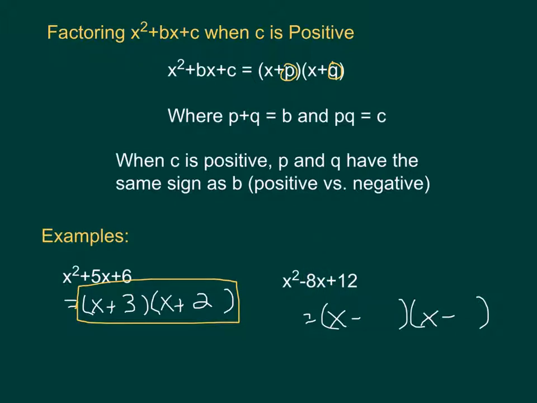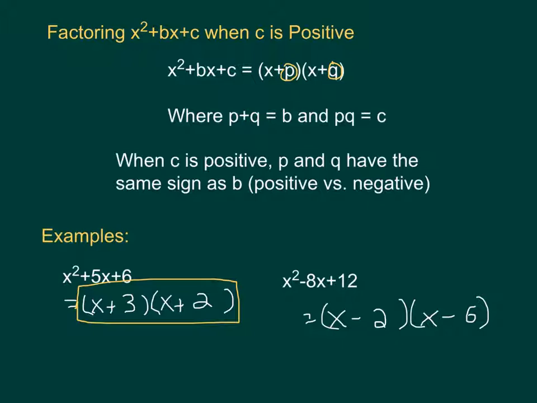Now, the numbers that multiply to 12 and add up to 8 are 6 and 2. So that's why a 2 is going to go here and a 6 is here. You could do it in the other order, but that's the way that I've chosen to put it here. Once again, use the distributive property to check.